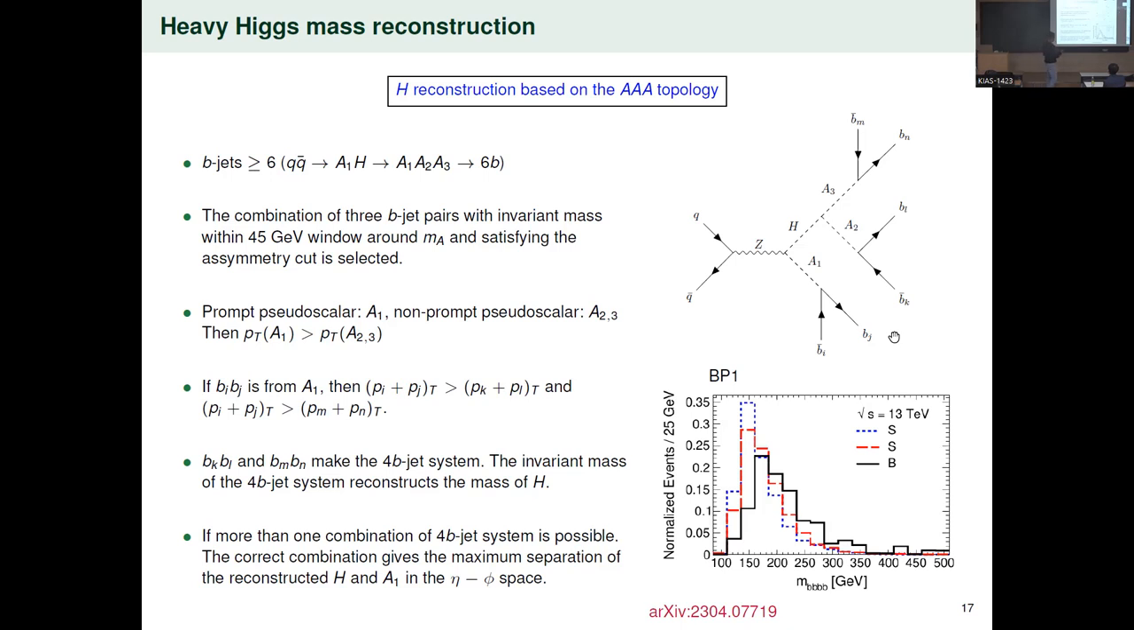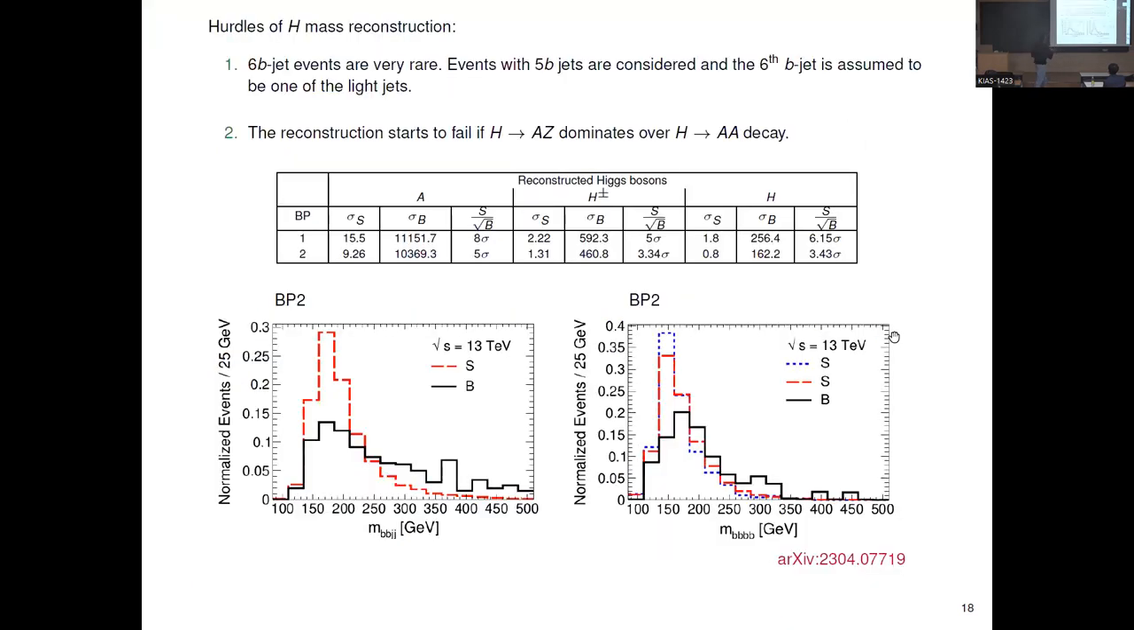So that's why I have written over here, we have some hurdles for the case of heavy Higgs reconstruction. So we also select events with five bijets, and the sixth bijet is assumed to be one of the light jets.